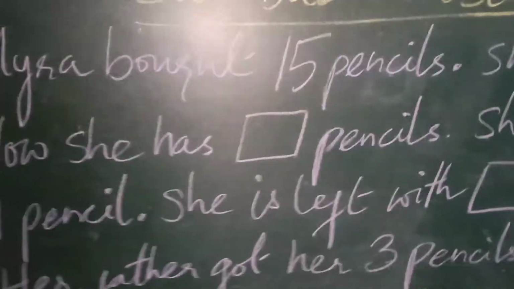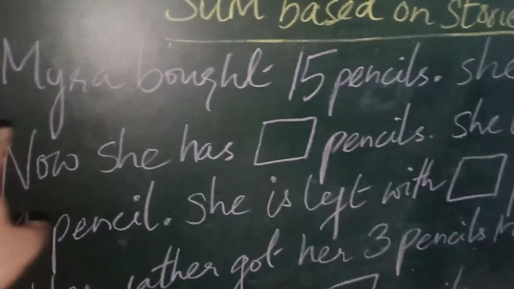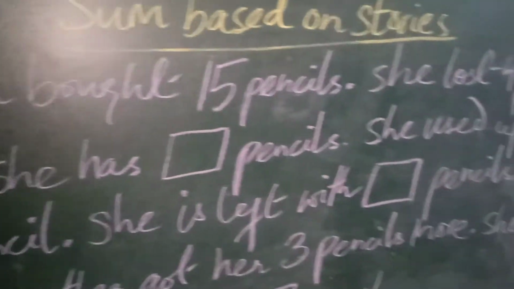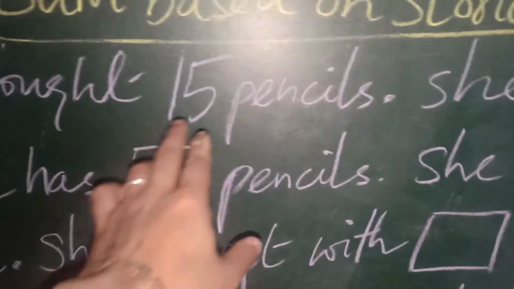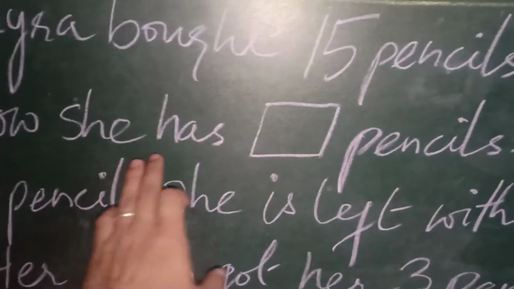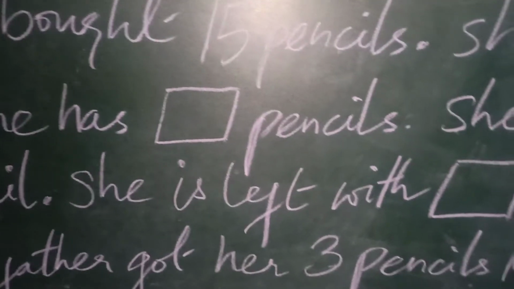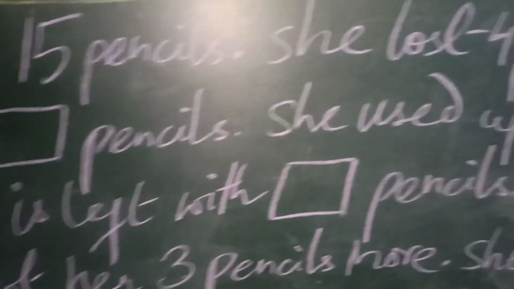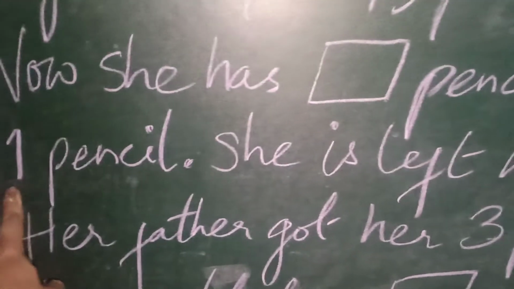So it's very simple. This one is when Myra bought 15 pencils, she lost 4 of her pencils. So if we minus 4 from 15, you have to write it here. Now she has dash pencils, means how many pencils does she have left with her. Okay, after that she used up 1 pencil, and we have to minus 1 from there.